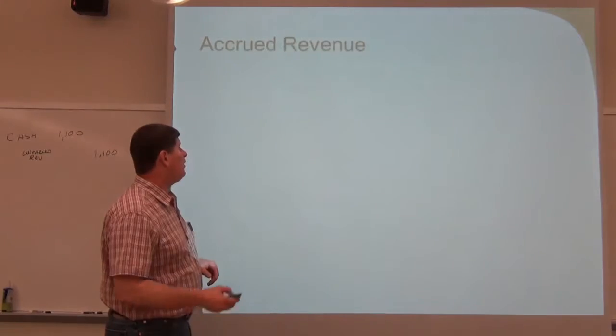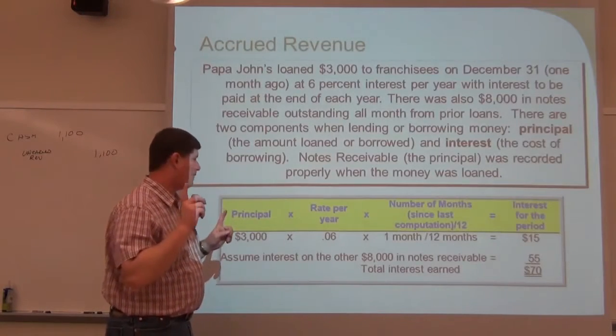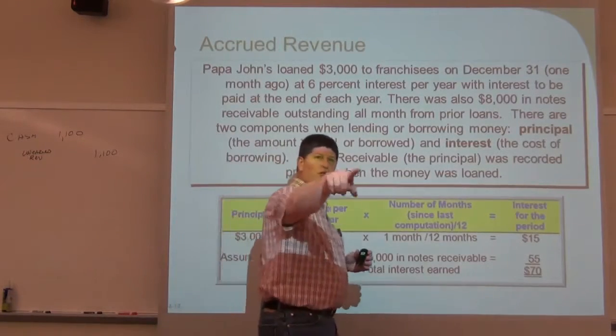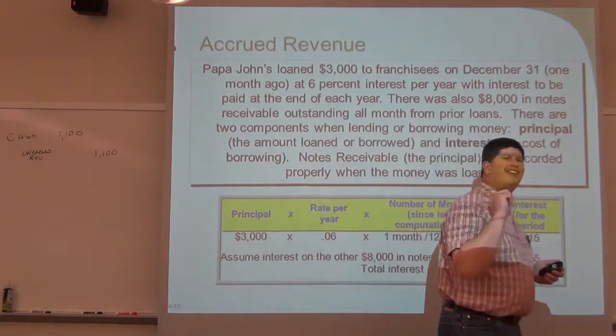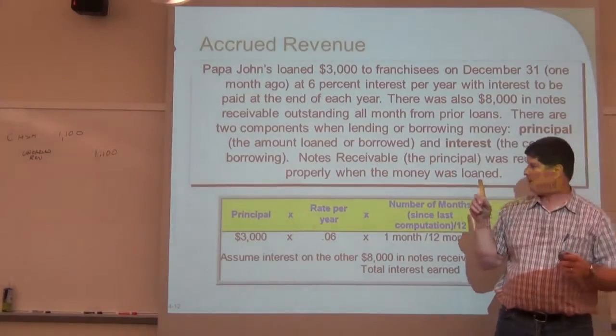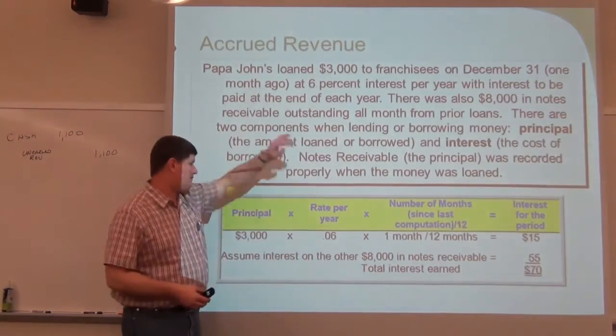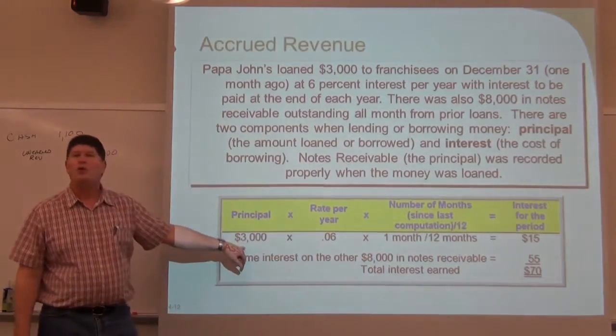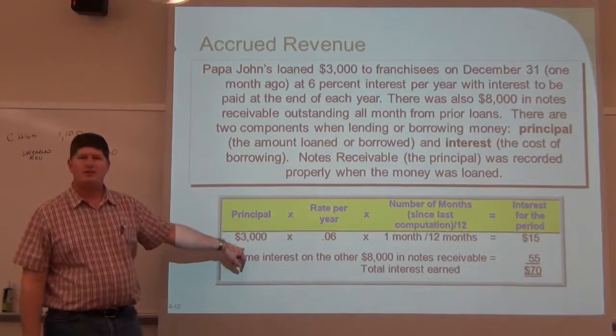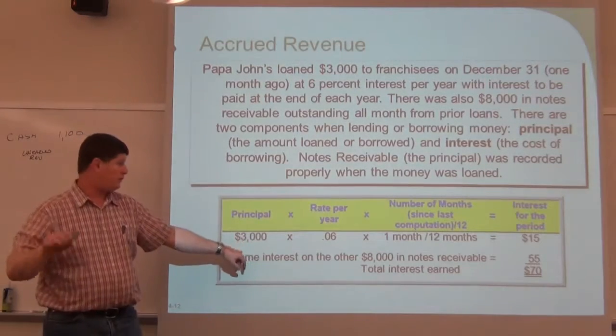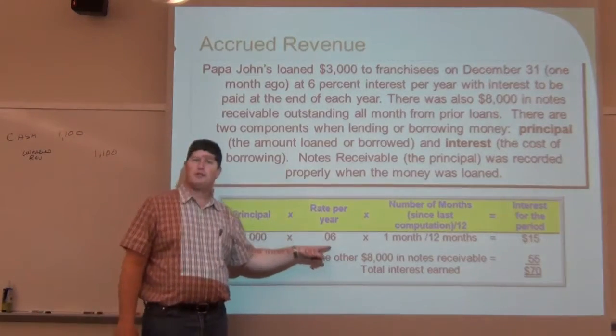Let's see. I wanted to cover this. Here we go. This goes back to your question earlier about when do we record the interest. Okay. So I want to stop here. I don't care what that says. We went out and we borrowed $3,000 from somebody. Okay? Simple. At 6% interest.